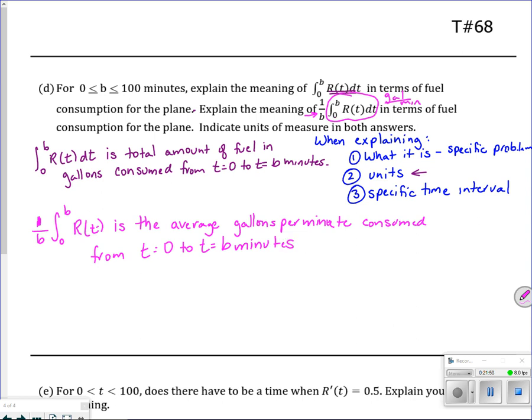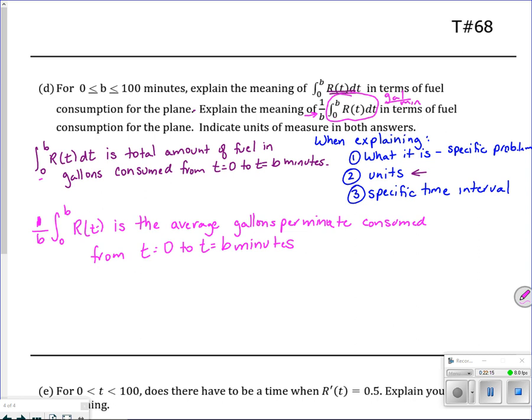I have the total amount of gallons. I'm dividing by the number of minutes, so it's the average gallons per minute consumed from T equals 0 to B minutes. Okay, nowhere did I say that, oh, this integral is the area under the curve. That is never going to be the right answer. You talk about what it is in the specific problem that you have.